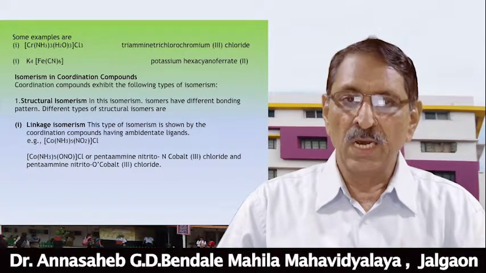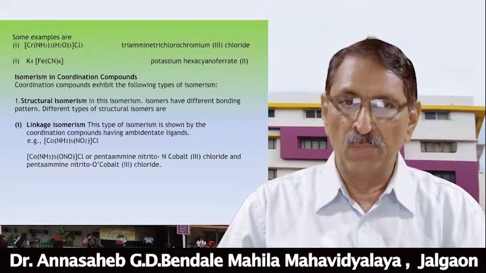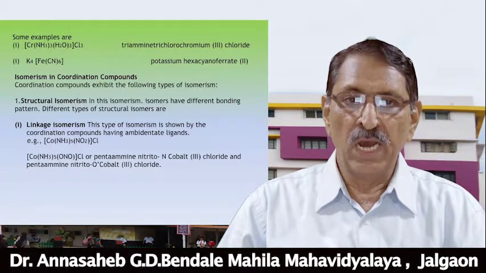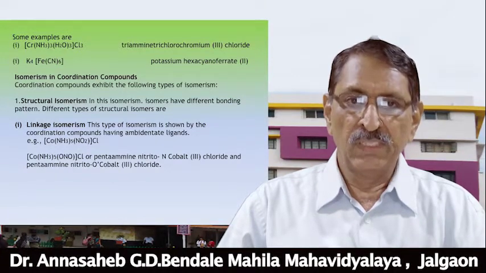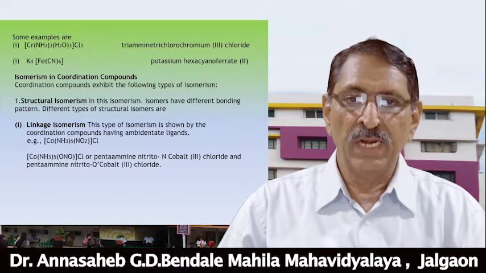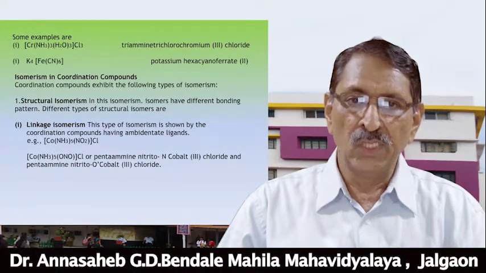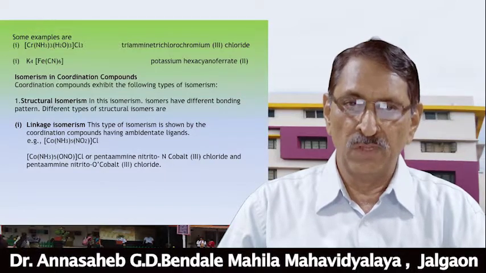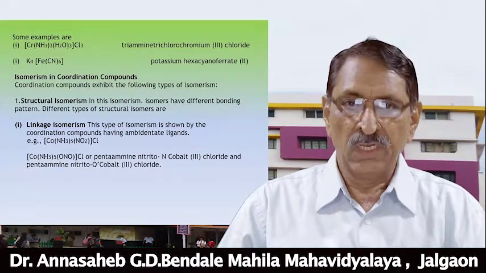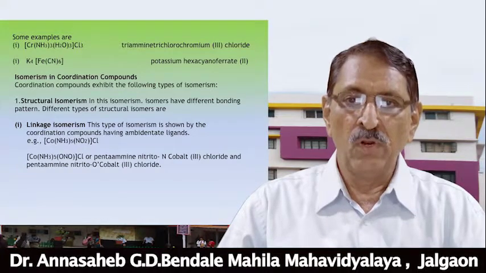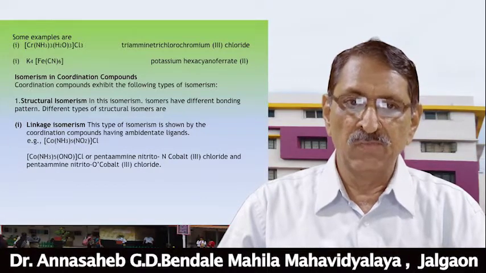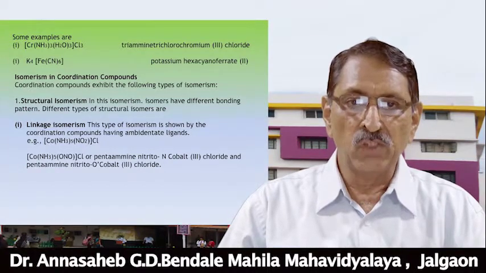Okay. Now we are discussing the next point, that is isomerism in coordination compounds. Coordination compounds exhibit the following types of isomerism: the first is structural isomerism and the second is geometrical isomerism. Today we are discussing only structural isomerism. In structural isomerism, isomers have different bonding patterns, and on that basis it is divided into different types, such as the first, linkage isomerism.